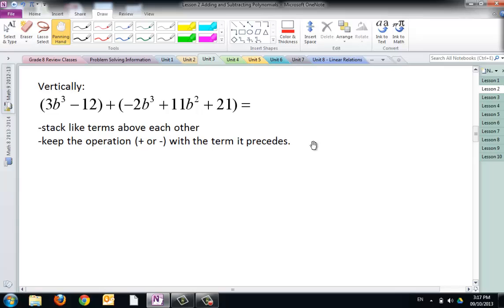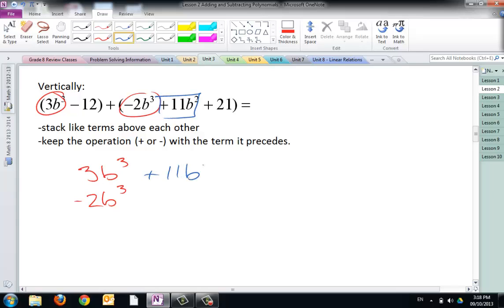Let's take a look at the same question, but doing it vertically this time. So there are our like terms. When you do things vertically, you write down the terms and stack the like terms. So I'm keeping the b cubes above each other. You will notice that there are no other b squareds other than this one, so I write that one by itself.